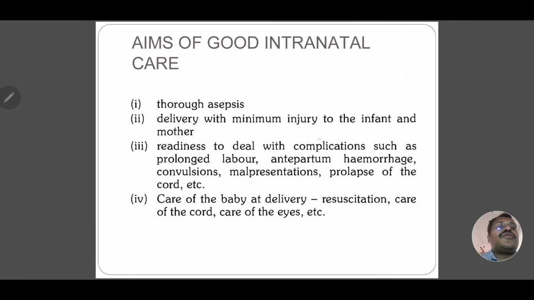Next, what are the aims of good intranatal care? This is about thorough asepsis, delivery with minimum injury to the infant, readiness to deal with complications, and care of the baby at delivery, resuscitation, care of the cord, care of the eyes.